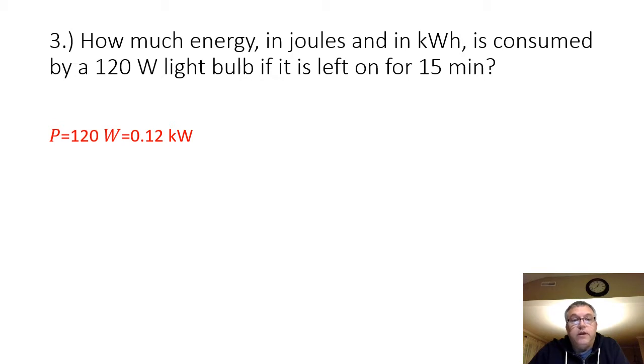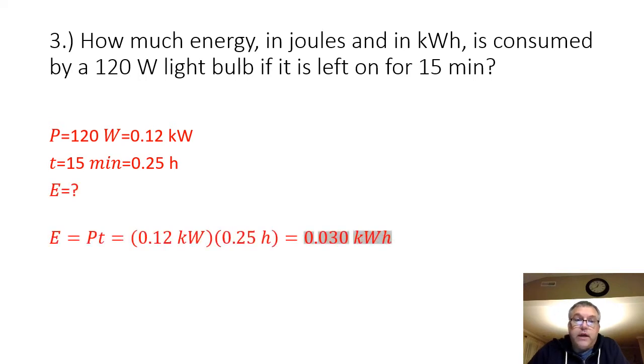And I know that the time is 15 minutes. And again, I'm going to want to convert that to hours. So that's going to equal 0.25 hours. I'm looking for the energy. And I know that energy is equal to power times time. So 0.12 kilowatts times 0.25 hours is going to give me 0.030 kilowatt hours. And again, use dimensional analysis to make sure that you have everything set up correctly and that you're going to end up with the right units.